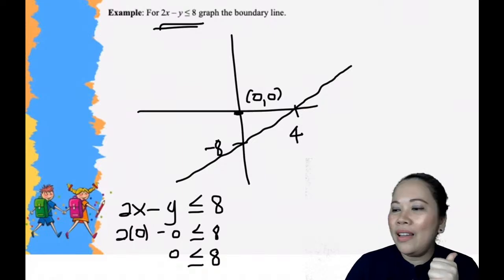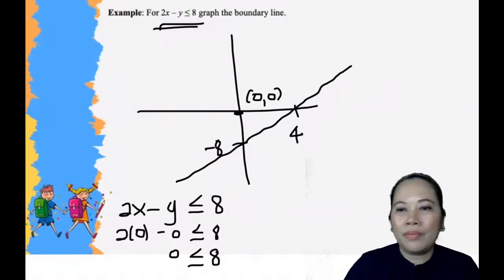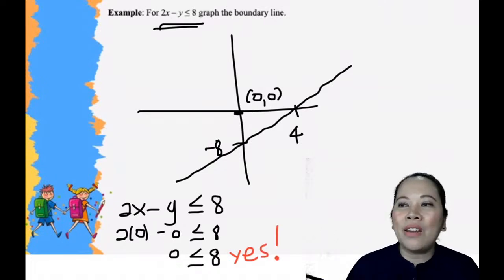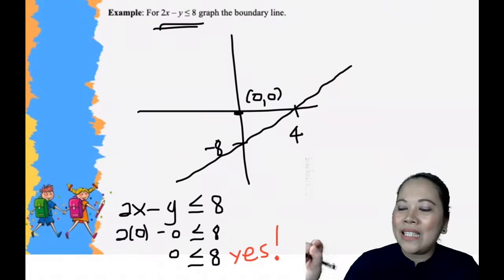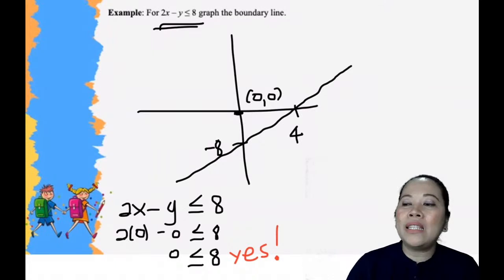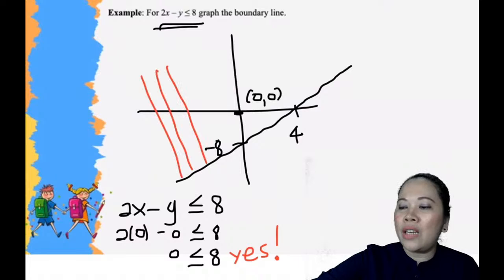Is it, Mathea? Is 0 less than 8? Is it a yes? Yes, right? Since it is a yes, yes, 0 is less than 8. So that means everything where 0, 0 is as your test point will make the inequality true. So you shade everything here.